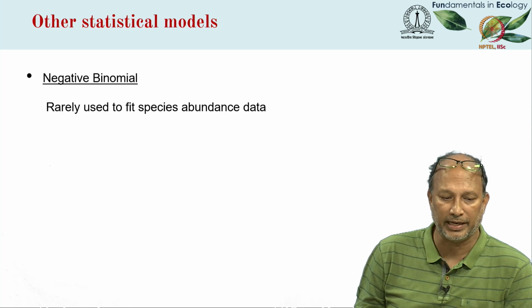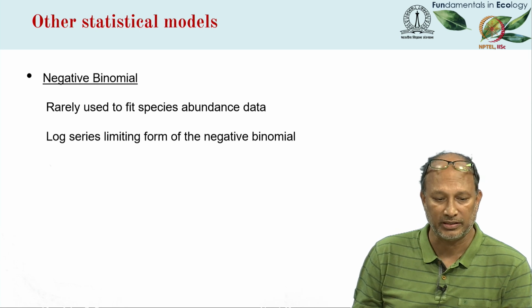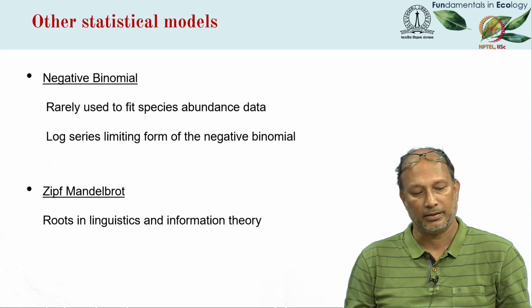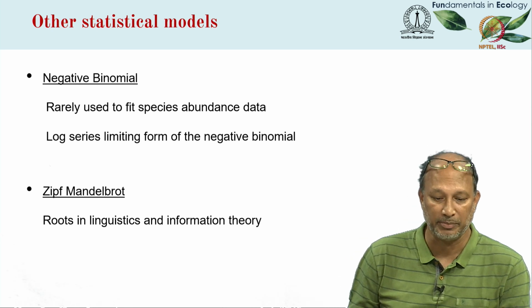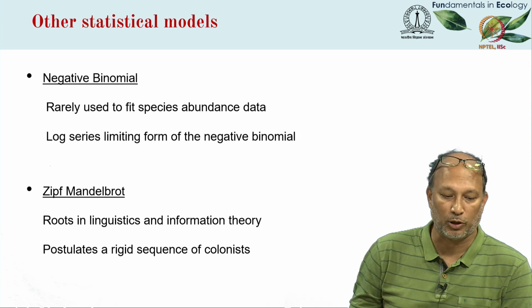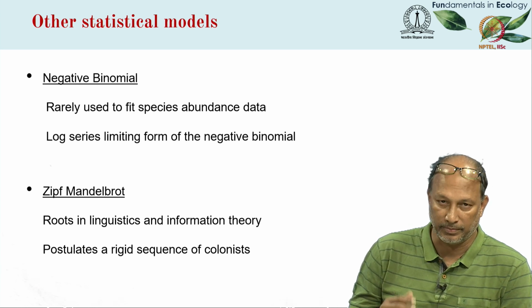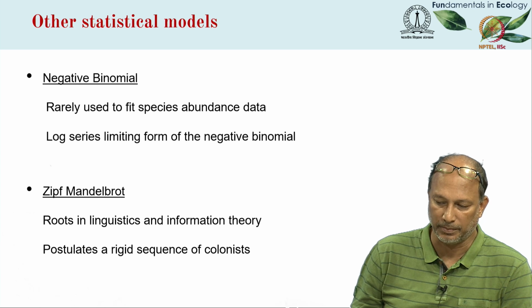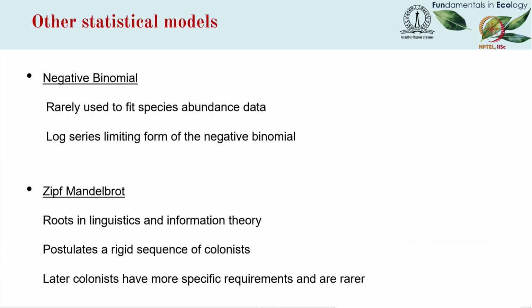Other statistical models, such as the negative binomial, have rarely been used to fit species abundance data. The log series itself is a limiting form of the negative binomial, and there's the Mandelbrot, which has its roots in linguistics and information theory, and has occasionally but not frequently been used in community ecology. But this postulates a rigid sequence of colonists in a community as underlying the pattern produced by this distribution. Another requirement of this is that later colonists have more specific requirements and are rarer.